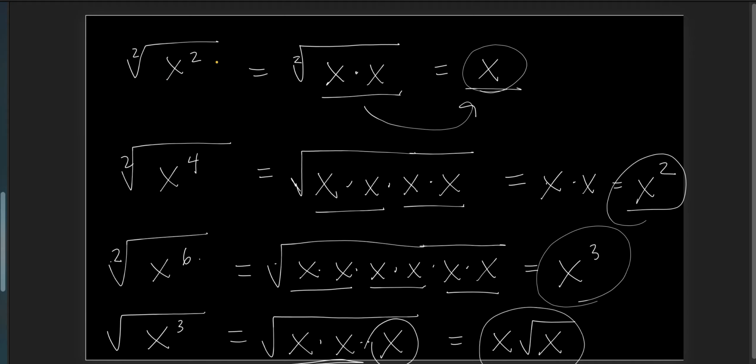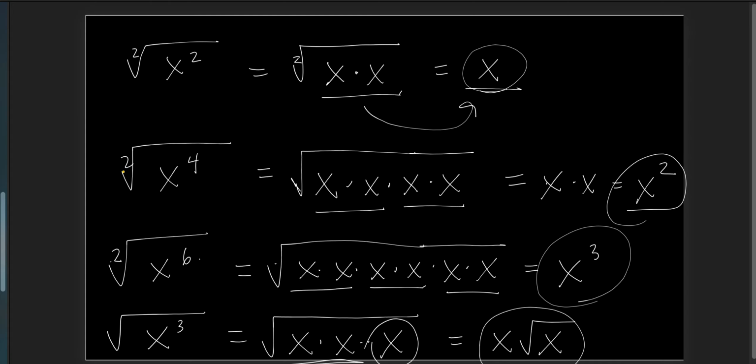So if we have x squared, we can write out x, x, those two x's within x squared. This is the same thing as x squared. And since we have a 2 here, that tells us we're looking for pairs of things that are the same. When we have a pair that are the same, we take one out. So the square root of x squared is equal to x.